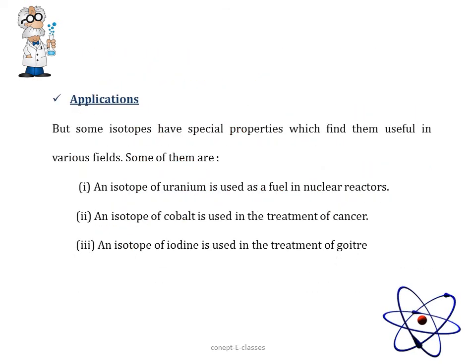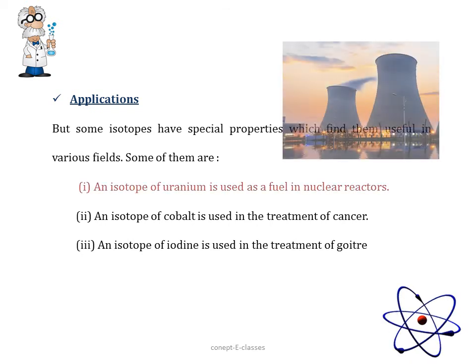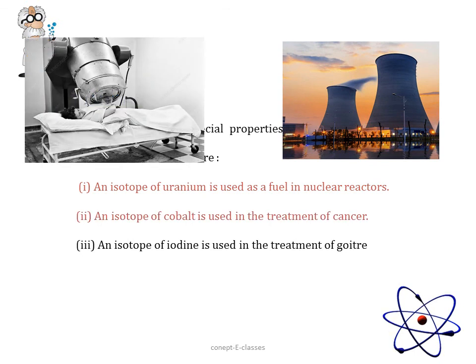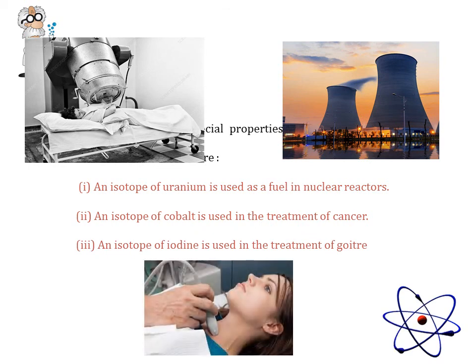So now let's see the applications of isotopes. Some isotopes have special properties which make them useful in various fields. For example, an isotope of uranium is used as a fuel in nuclear reactors. An isotope of cobalt is used in the treatment of cancer. An isotope of iodine is used in the treatment of goiter. So these are all applications of isotopes.